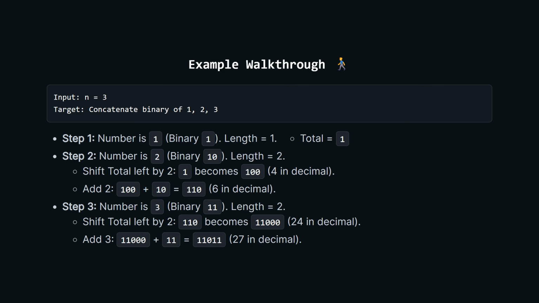Let's walk through an example to see this shifting in action. Let's say our input is 3. We start with 1. Our running total is just 1. Next we move to 2. 2 takes up 2 bits. So we shift our total of 1 to the left by 2 spots, turning it into 4, and add our 2. Our running total is now 6. Next we move to 3. 3 also takes up 2 bits. So we take our total of 6, shift it left by 2 spots to make room, which makes it 24, and then we add 3. Our final total is 27.